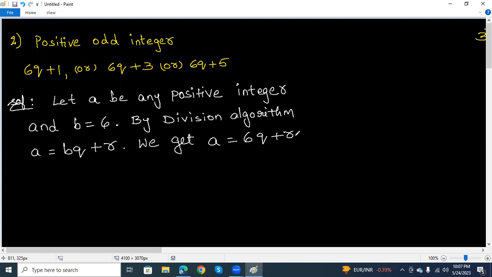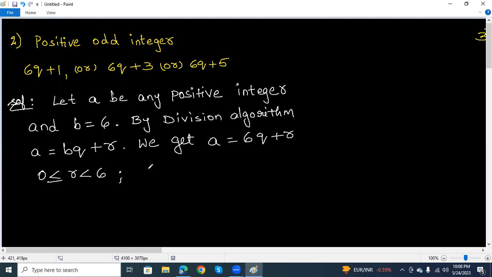So what about our remainder? When we do normal division, our remainder will be less than the divisor, or it should be equal to 0. Only two cases, right? It should be less than the divisor or equal to 0. So what is our condition here? R is between 0 and 6. R value is less than 6 and greater than or equal to 0. Either it is 0 or more than 0.